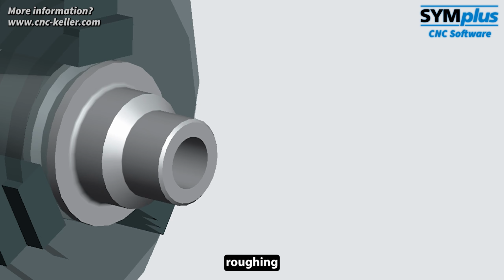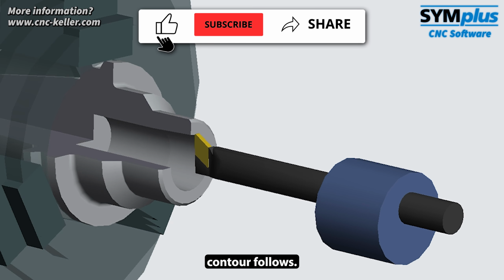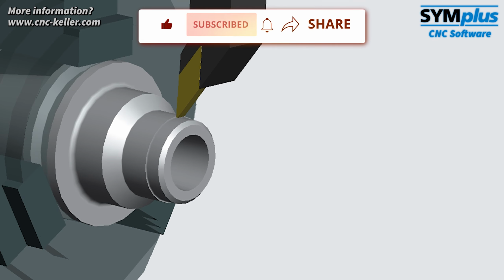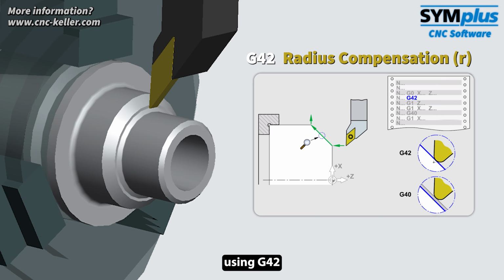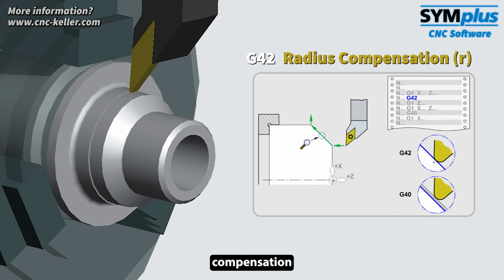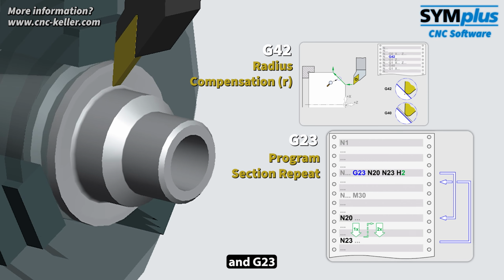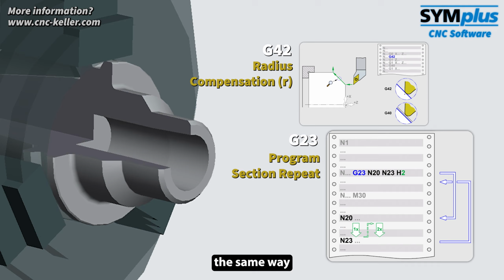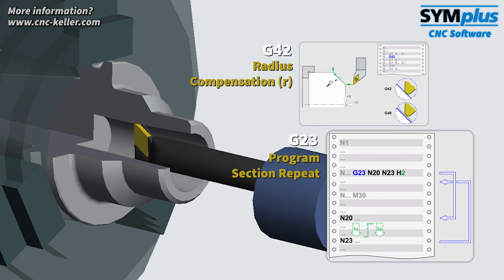After that, roughing of the internal contour follows. The external contour is then finished once more, again using G42, right-hand cutter radius compensation, and G23, program section repeat. The internal contour is finished in the same way afterwards.